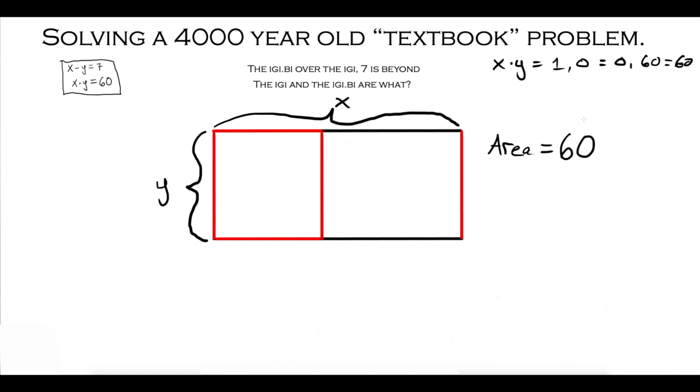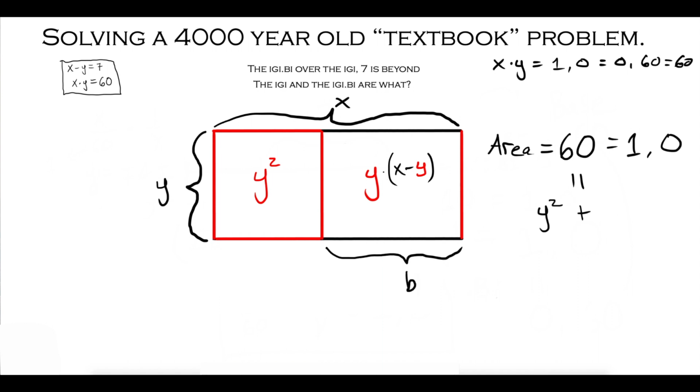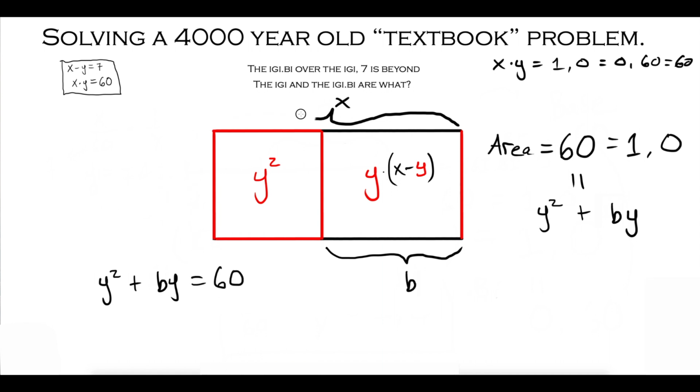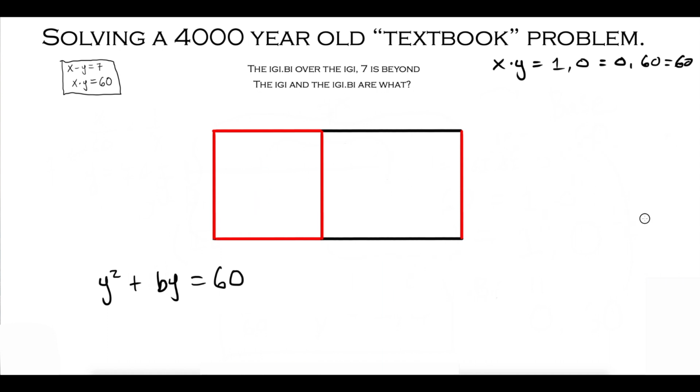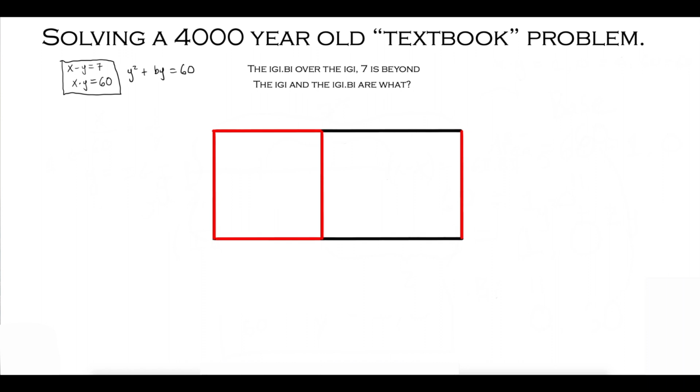But you can make the EG a box of its own, and then you can see EG squared, or we will call y squared. This other box here will be the EG times what's remaining, which is x minus y, which we will call b. So we can see then that the area of 60 is actually made up of y squared plus by. So we can say then that y squared plus by equals 60. So we will just move the y squared plus by equals 60 into the corner and save that for later.